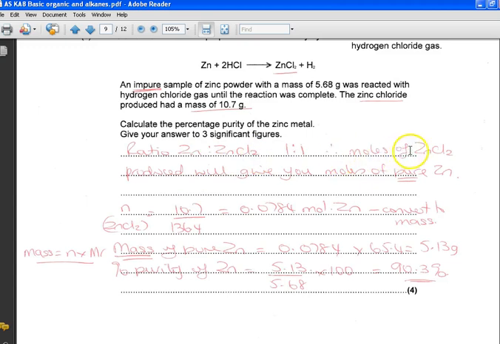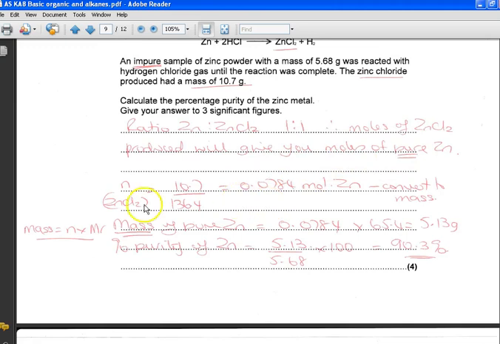Okay, so we've got our moles of zinc chloride. It tells you there. Okay, right, so work out our moles of zinc chloride, which is this value. We can convert that now to a mass. So once we've worked out the mass of pure zinc, 5.13, we can now easily find the percentage purity, because we just divide the impure mass of zinc into the pure mass of zinc times 100, which gives us 90.3.